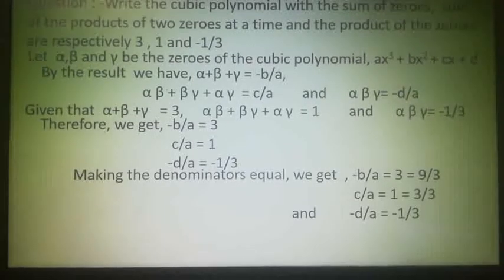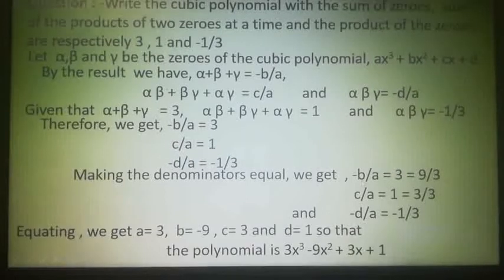So rewriting it, negative b by a is equal to 3, that is 9 by 3. c by a is equal to 1, that is 3 by 3, and negative d by a is negative 1 by 3. Now we can go for equating the values of a, b, c, and d. So we have a is equal to 3, negative b is equal to 9, so b is equal to negative 9, c is equal to 3, and negative d is equal to negative 1, so d is equal to 1. Therefore the polynomial is 3x cube minus 9x square plus 3x plus 1.